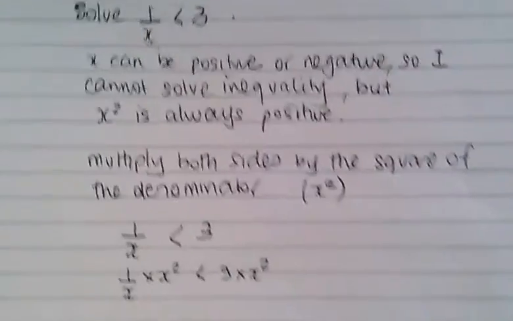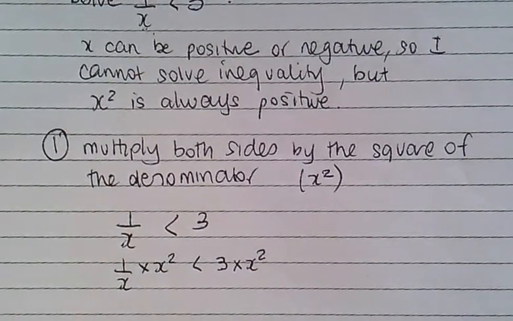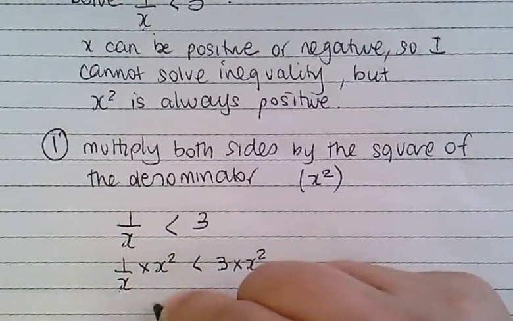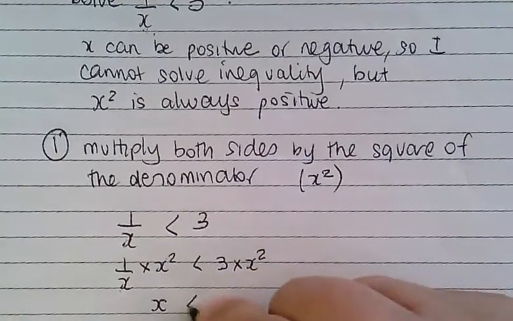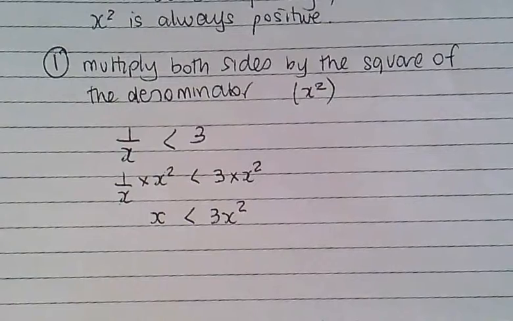So this is what I'm doing. Step 1, multiply both sides by the square of the denominator. The denominator is x, so I multiply both sides by x squared. What do I have on the left? What's x squared on x? Isn't that x is less than 3x squared? Great. You okay with this? Please do not go and divide by x.